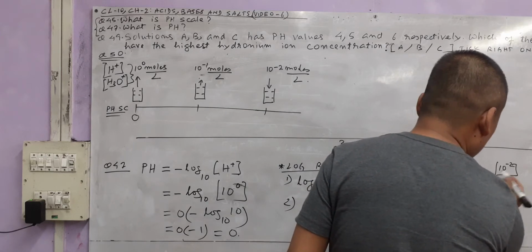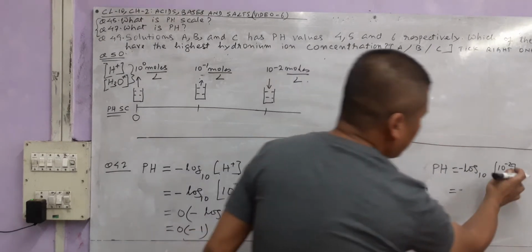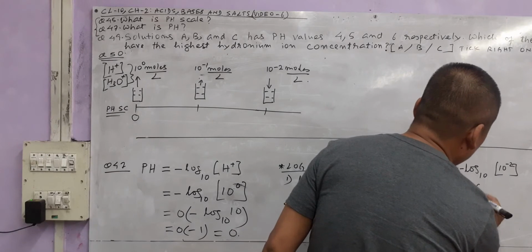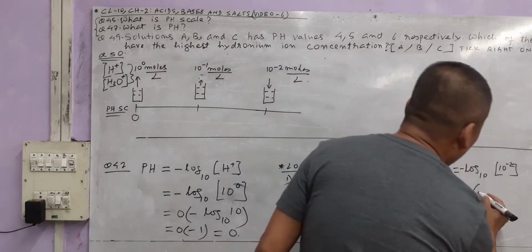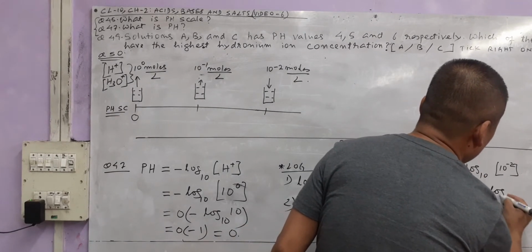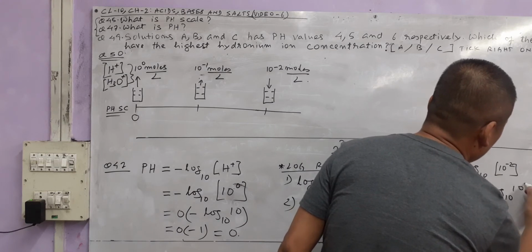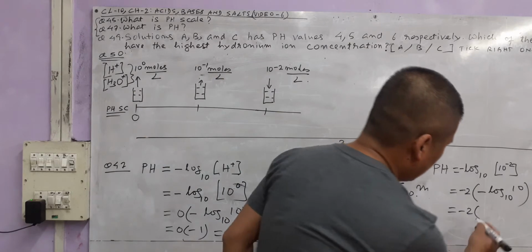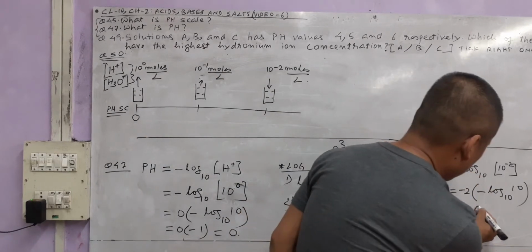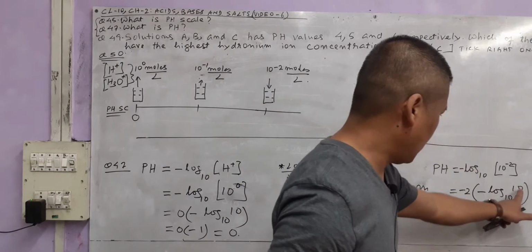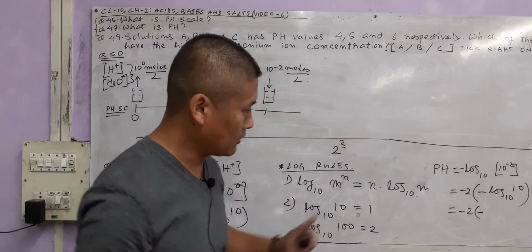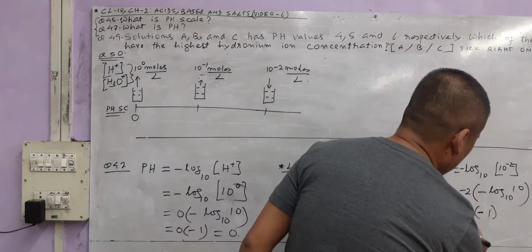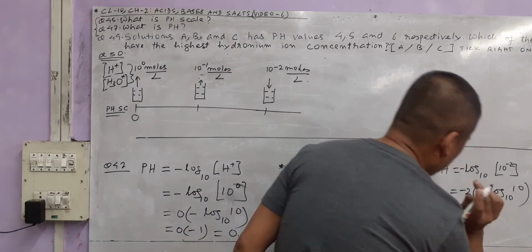So here the power, applying the first rule, the power is minus 2, so that minus 2 will come in front, and here minus log, the remaining is the same, 10 to the base 10. So you have here minus 2 into minus, this is a bracket, into log 10 to the base 10, which we know by formula is 1, so we write here 1. The minus and the minus is plus, so 2 ones are 2, plus 2.